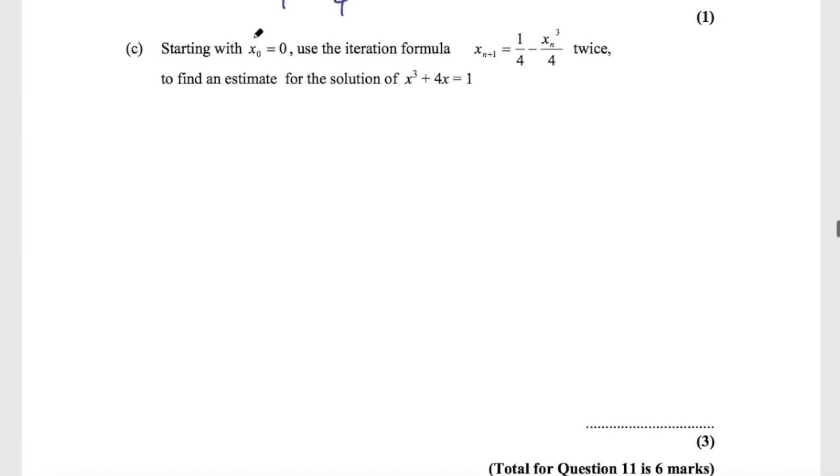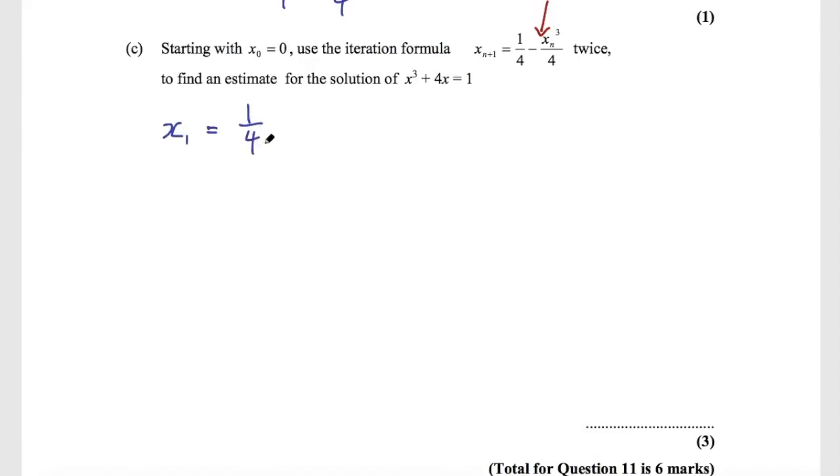And part C says starting with x sub 0 equals 0, use the iteration formula x sub n plus 1 equals 1 over 4 minus x sub n cubed divided by 4 twice to find an estimate for the solution of x cubed plus 4x equals 1. Okay, so they've given us an iterative formula here, and we need to substitute 0 into that to get x sub 1, the first step. So we take x sub 0, substitute it in where the x sub n is, plug it in there, and we'll get our x sub 1.